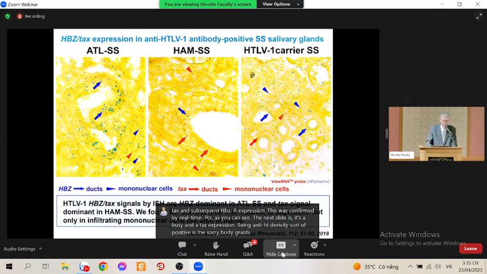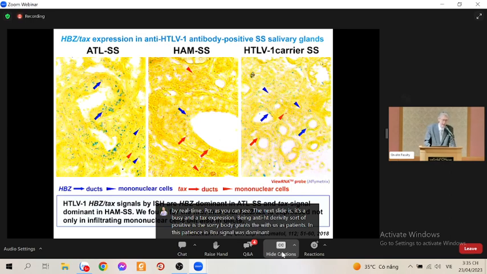The next slide is HBZ and TAX expression in anti-HTLV1 antibody seropositive SS salivary glands. The left panel shows ATL-SS patients. In these patients, HBZ in blue signal was dominant. In contrast, HAM-SS patients showed dominant expression of TAX in red signal.